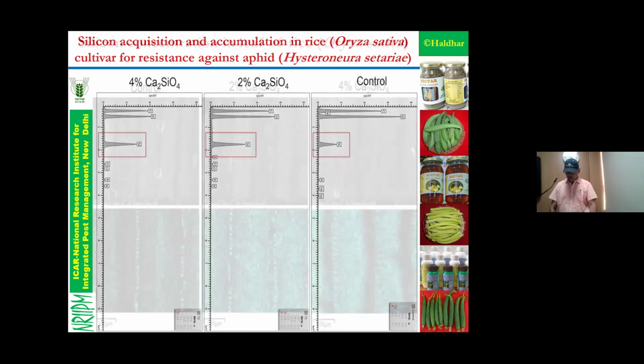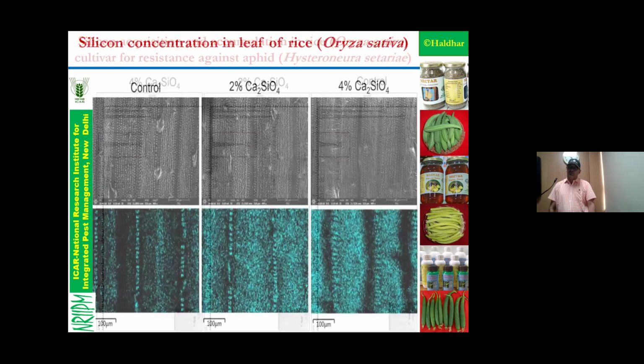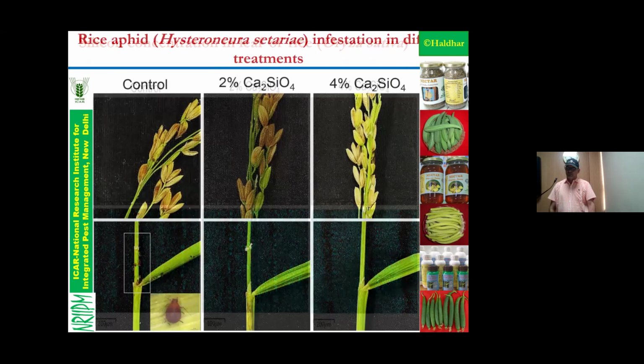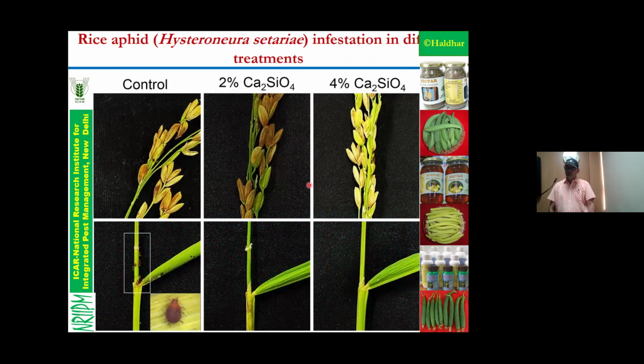Go back. You see here, the first is the control, which has the aphid population. The second is 2%, which also has limited, and 4% also. 4% it is free, no? Not free, sir. But the pink or red color, what is that color? That, sir, is mature leaves. Also, no, the grain.